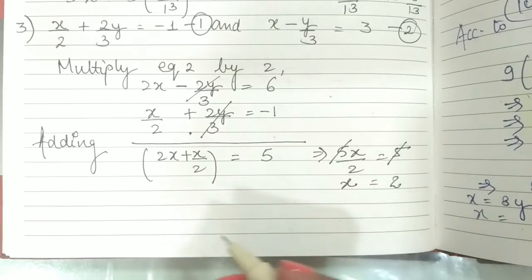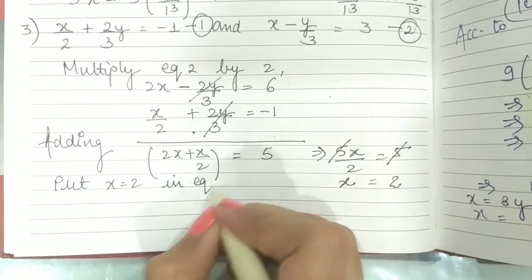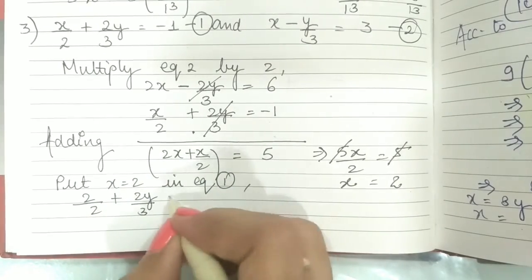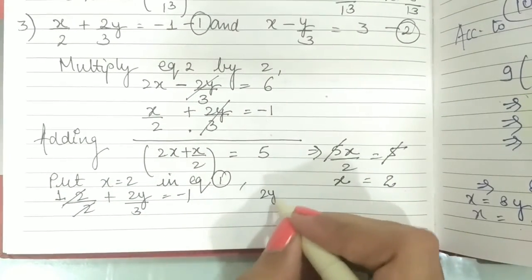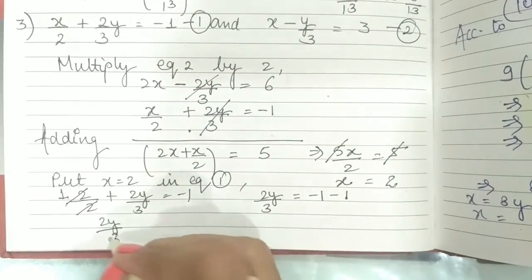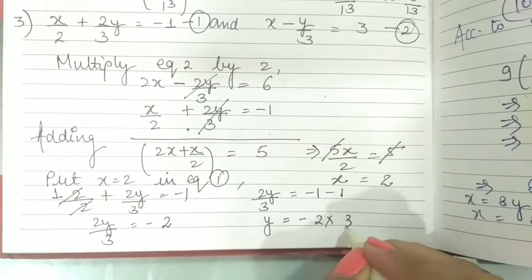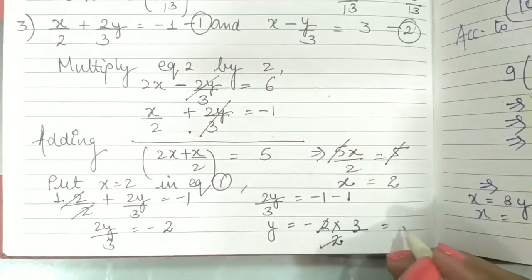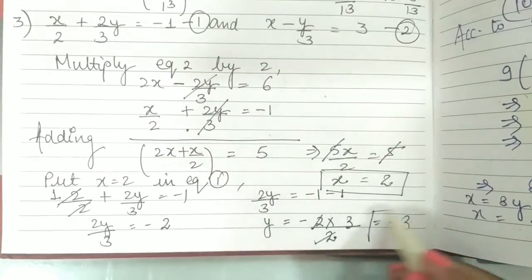Put x equals 2 in any of the equations. Now put x equals 2 in equation 1. 2 upon 2 plus 2y upon 3 equals minus 1. Cancel out. 2y by 3 equals minus 1 minus 1. 2y by 3 equals minus 2. y equals minus 2 multiplied by 3, and this 2 will go in the denominator. So my value of y is minus 3. x equals 2 and y equals minus 3.